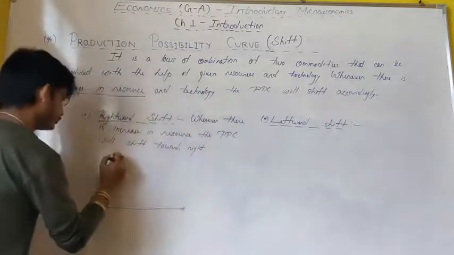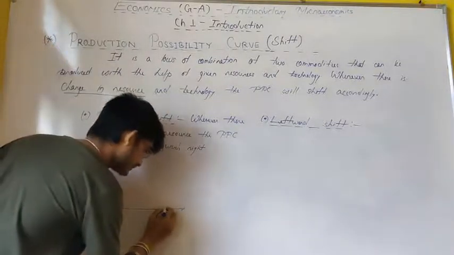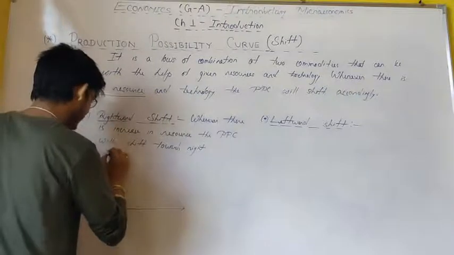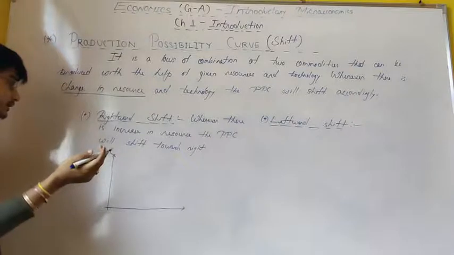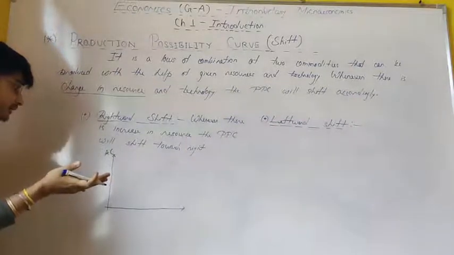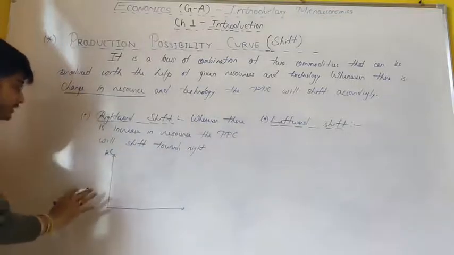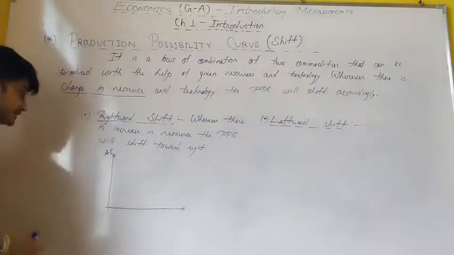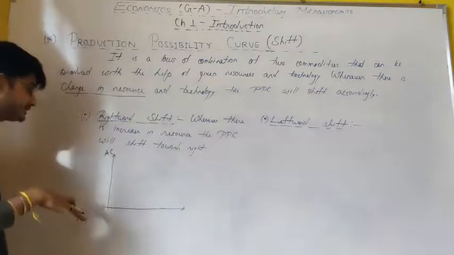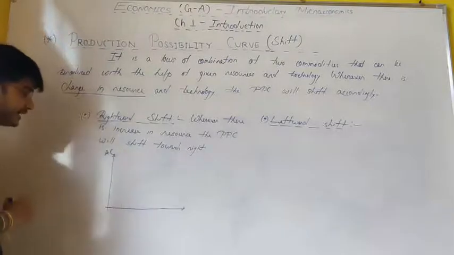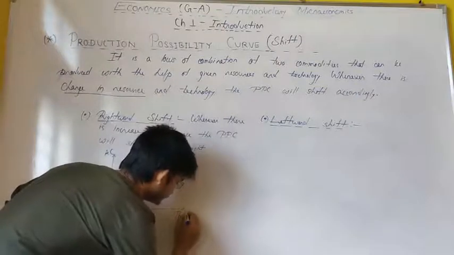So first draw two axes, vertical and horizontal. In the vertical axis you can measure any good, and in the horizontal axis you have to measure another good. Like the other videos of PPC, I am referring to the same sort of combinations. In the vertical axis we are measuring AC. You can take any other also, no issues. I just want to make everything similar. In the vertical axis I am taking AC, and in the horizontal axis I am taking potato.